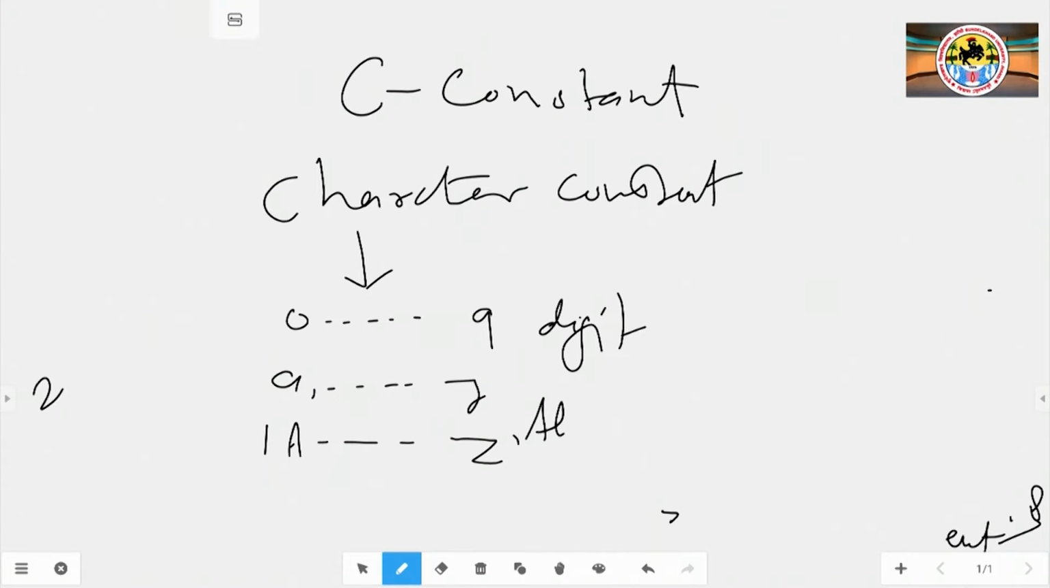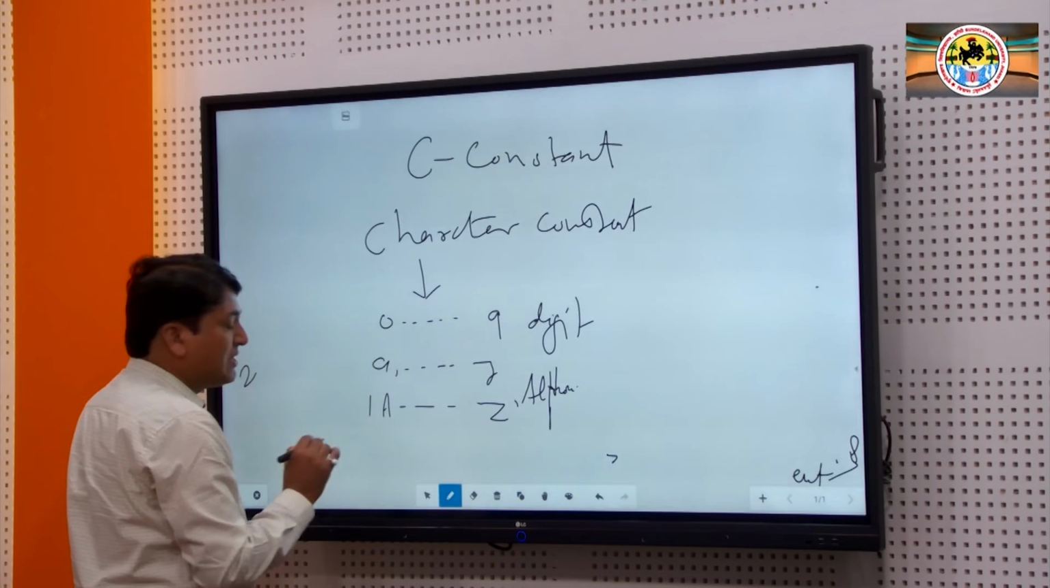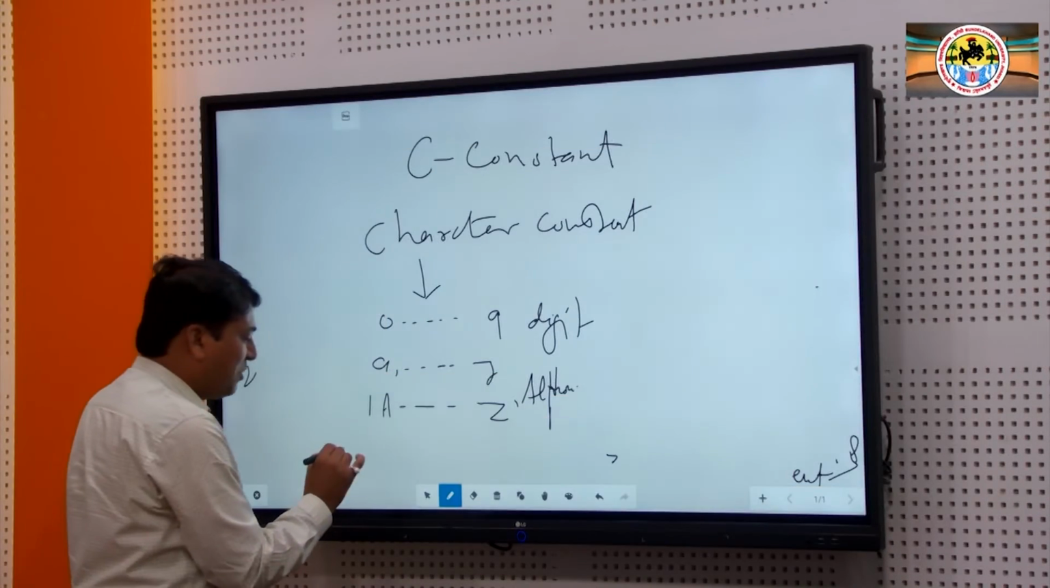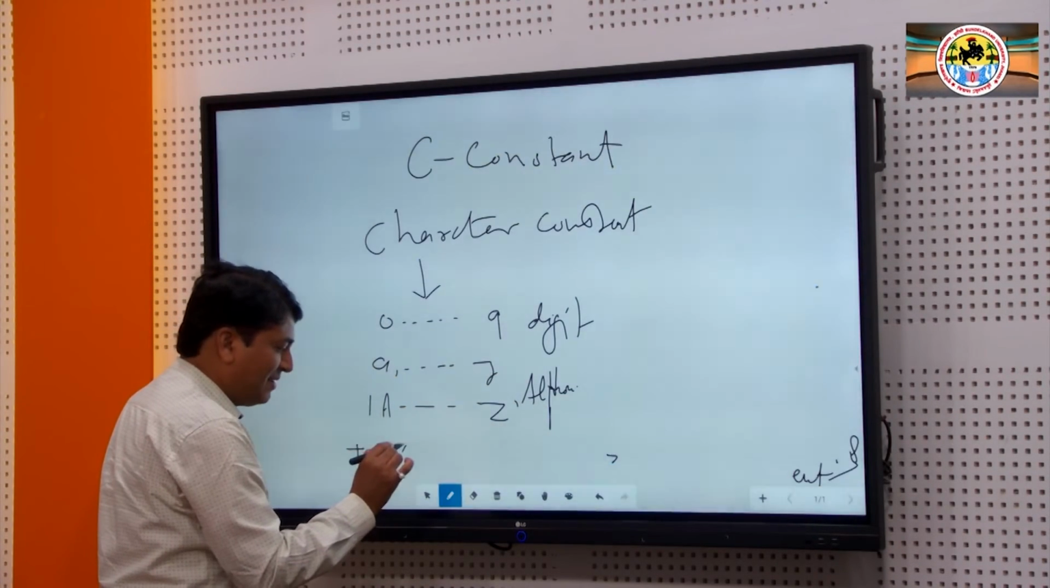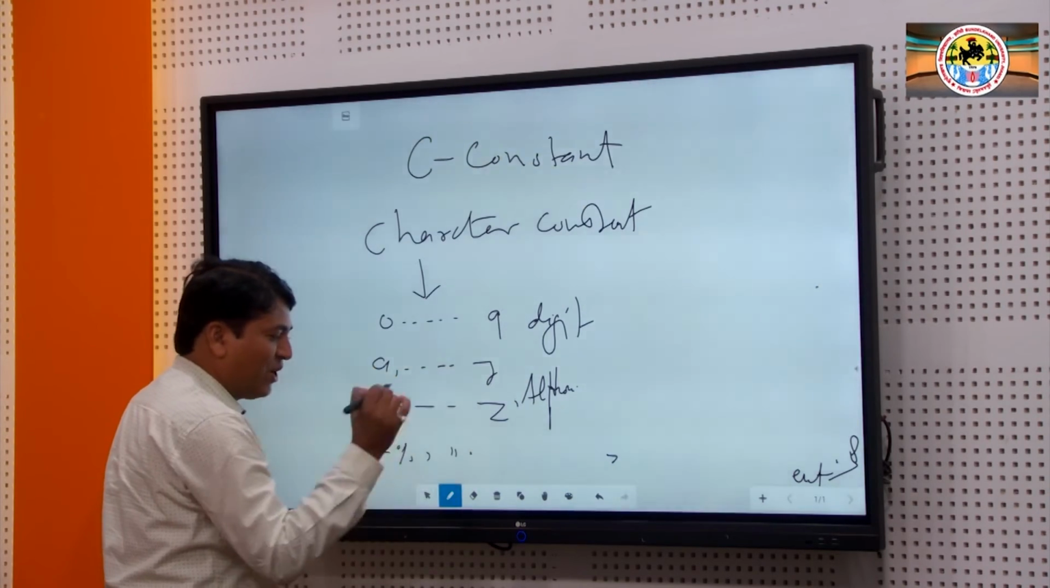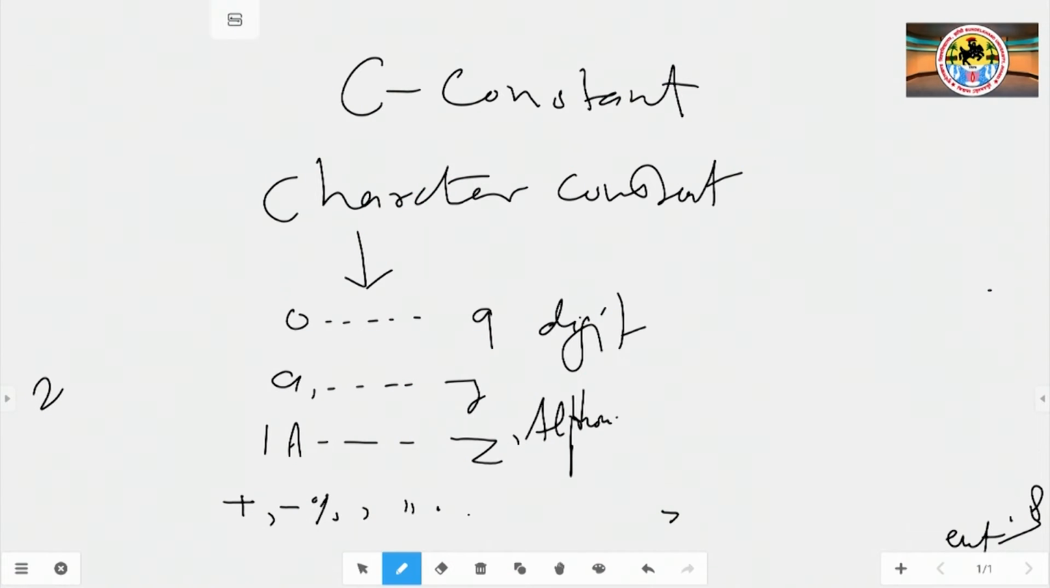And this is the alphabet, and third is the special symbol. Special symbol means anything apart from digits and alphabets, such as plus, minus, modulo division, comma, double inverted comma, full stop, even a blank space, hyphen, at the rate, etc. This is called the special symbol.